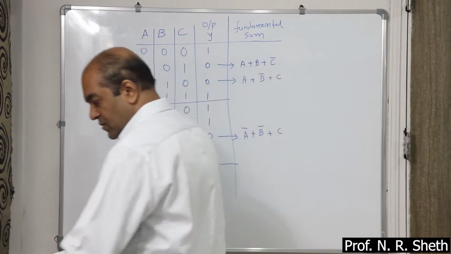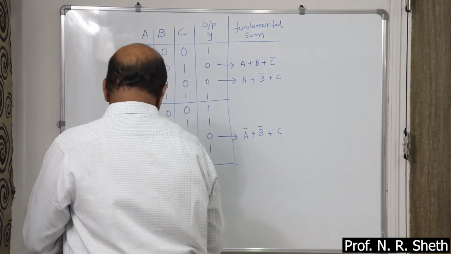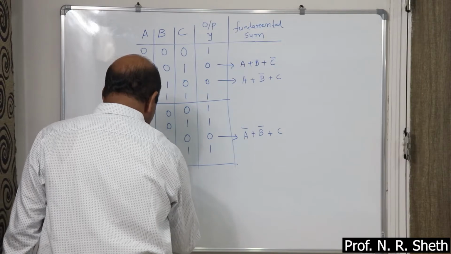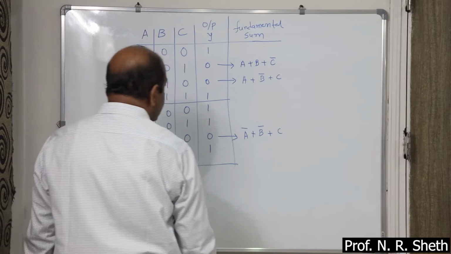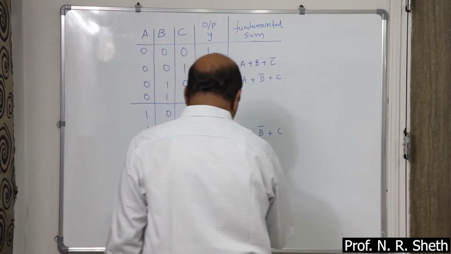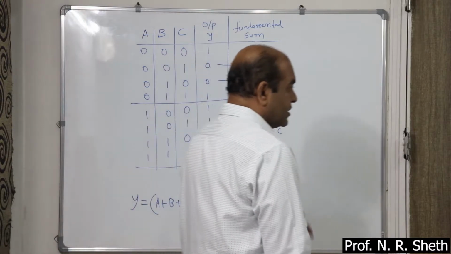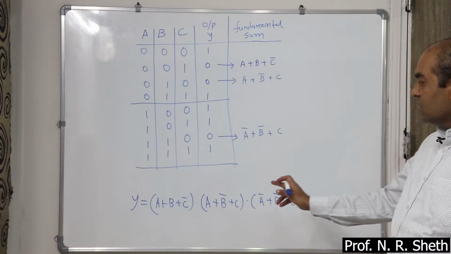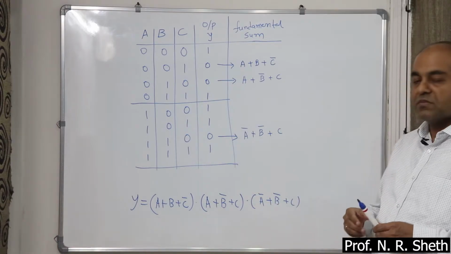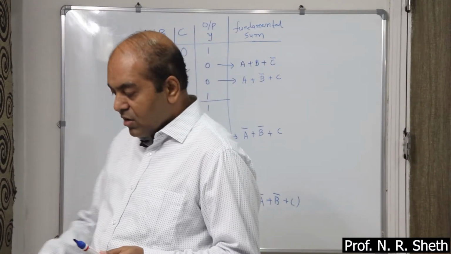So your output Y equals to A plus B plus C bar dot A plus B bar plus C dot A bar plus B bar plus C. This is your Boolean equation. A plus B plus C bar, A plus B bar plus C, and A bar plus B bar plus C. Now, this Boolean equation you have to represent by OR AND circuit.